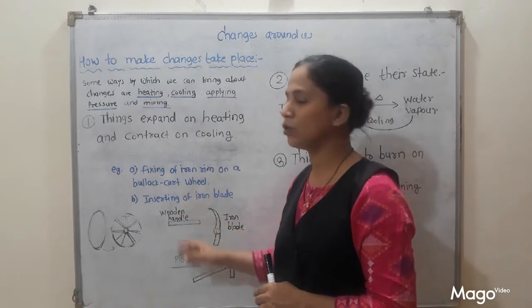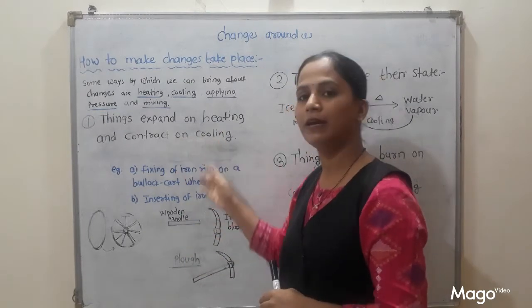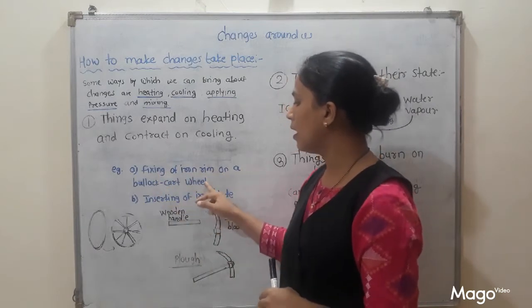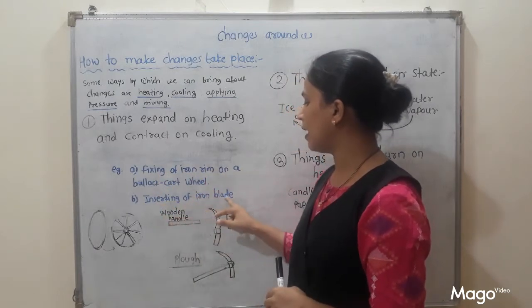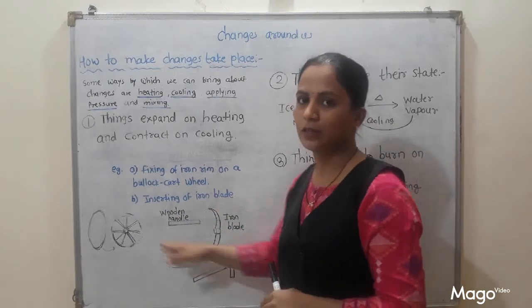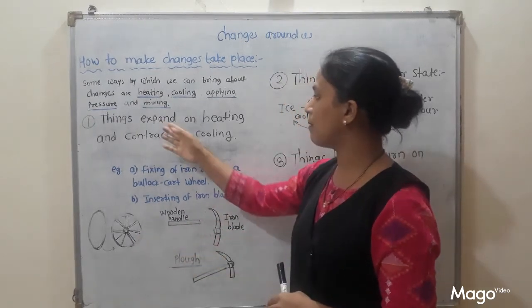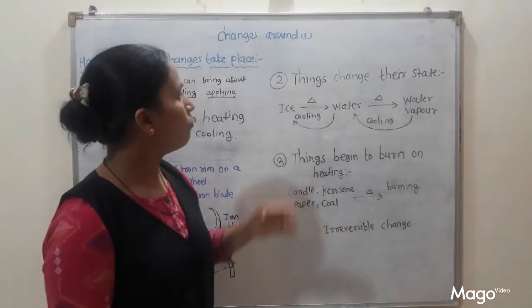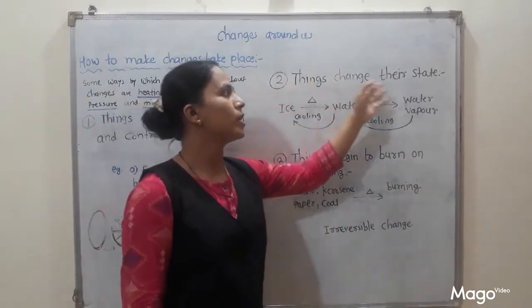What is the application of this expansion and contraction in our daily life? Fixing of iron ring on a bullock cart wheel and inserting of iron blade. These are the two applications, these are the two uses of this expansion and contraction in our daily life. Then second thing, on heating, what will happen? Certain things can change their state.